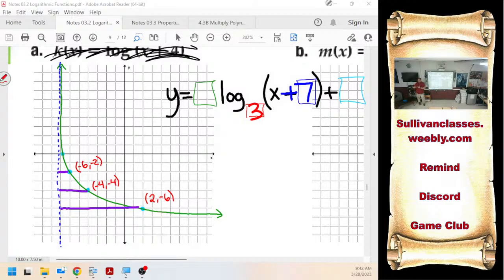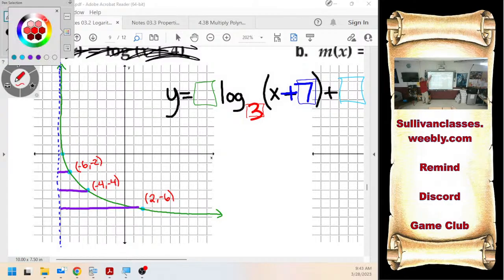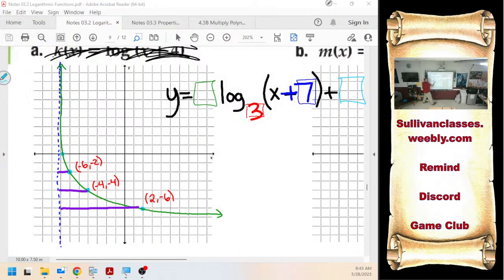Normally, anything to the 0 power equals 1, that's my initial point, right? Like the inflection point in a cubic or the vertex on a parabola. Something to the 0 power is 1. This is normally my first point. Isn't it normally on the x-axis? It got moved down 2. So that tells me I also have a vertical translation down 2.